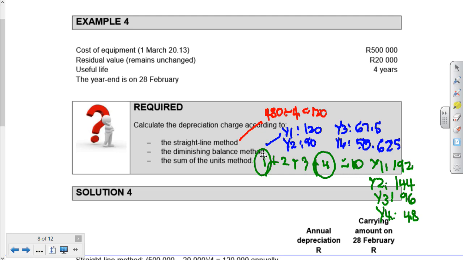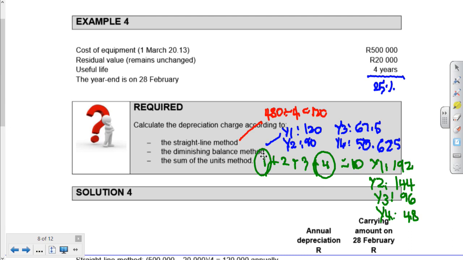Okay, so all you would do there is you would say 4 years is 25% per annum. Yeah, 25, 25, 25, 25, 4 years. 1 divided by 4 gives you 25%. So you would just say 480 times 25%, it would land on 120. You take 120 off, then it's 360 times 25%, and so on. And you would just reduce the balance and continuously times by 25%.